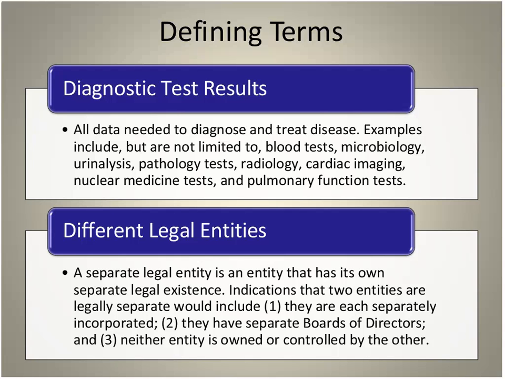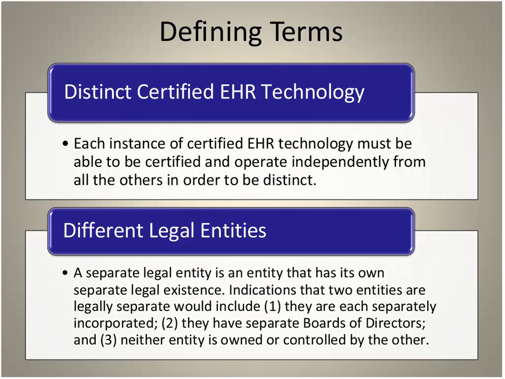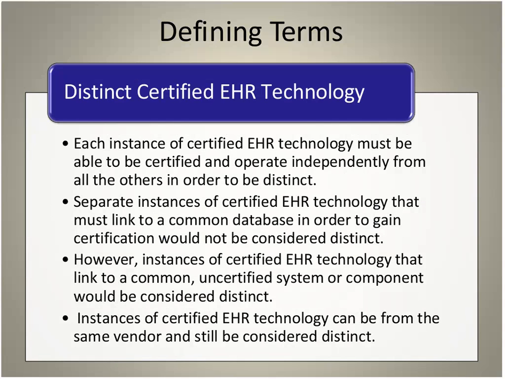And different legal entities. We'll touch on this a little bit, where we talk about the breakdown of the different legal entities and how that will affect some of these meaningful use objectives. Certified EHR technology. One of, of course, 2 core requirements of the CMS EHR Medicare and Medicaid Incentive Program is certified EHR technology and meaningful use.